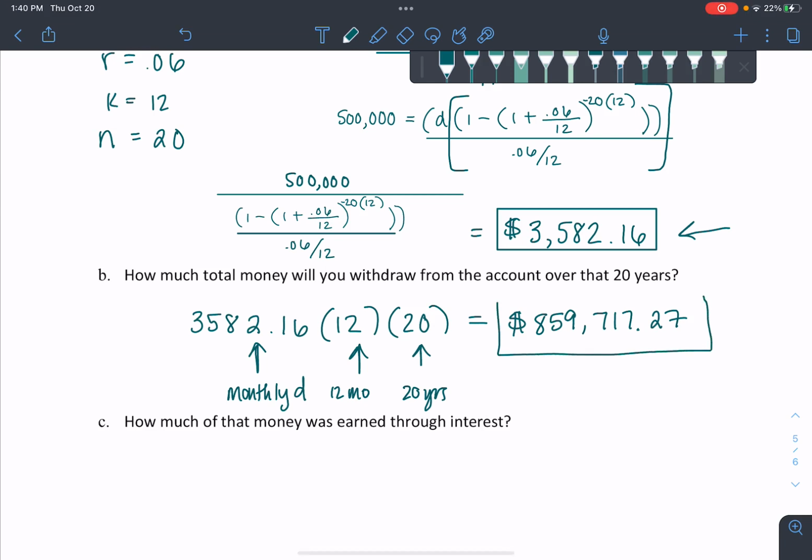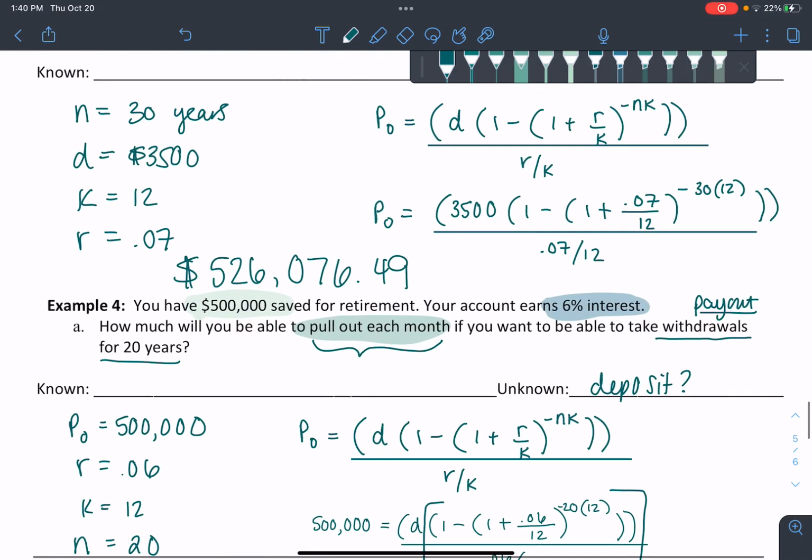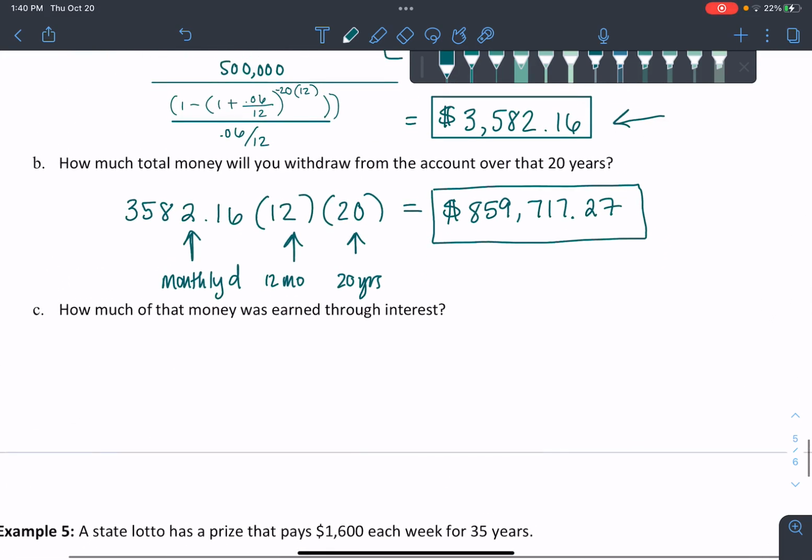Now, back to our conversation real fast about not having all the money you need on the day that you retire. So if you follow this problem, how much did we have on the first day of retirement? 500,000, right? But over the course of 20 years, 859,000 came out. Oh my goodness. That's way more than was in there on the day that we retired, right? So how much of that was interest?